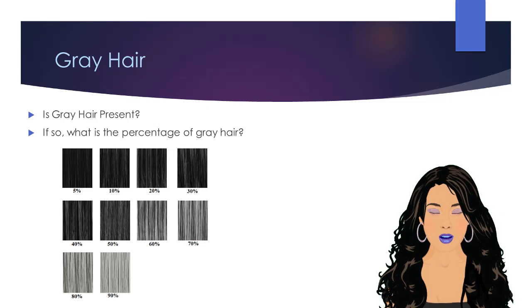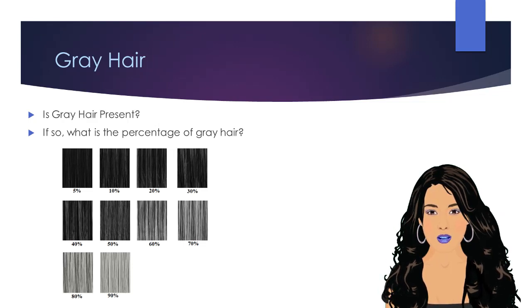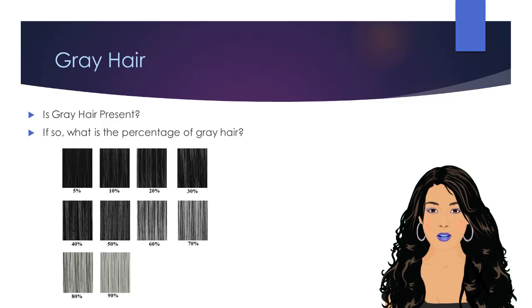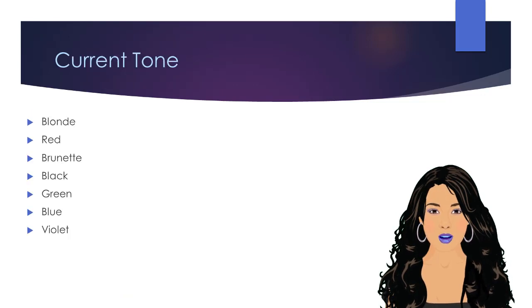Is gray hair present, and if so, what is the percentage of gray hair? As previously discussed, depending upon the amount of gray hair, we will need to ensure our color formulation is a correct fit for the percentage of gray hair present. What is the current tone of the client's hair?